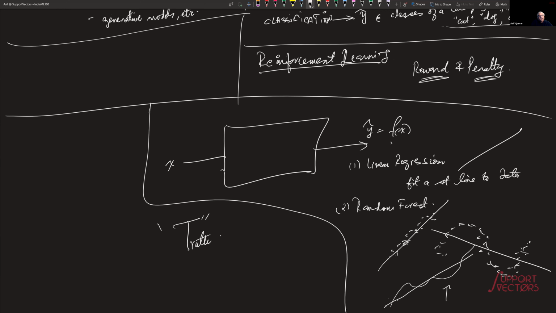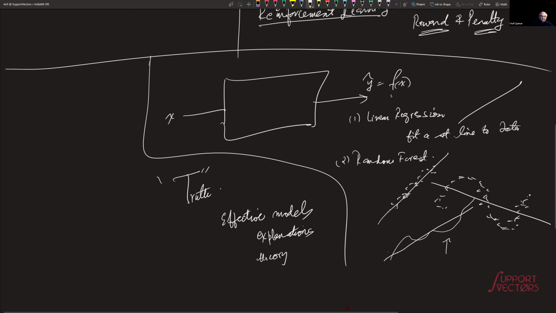In science, all we have are two things. You have effective models or explanations or theories, as you may say, theory or hypothesis. A hypothesis or theory is by definition a hypothesis that evidence and data seem to support. But it doesn't mean that this is true.